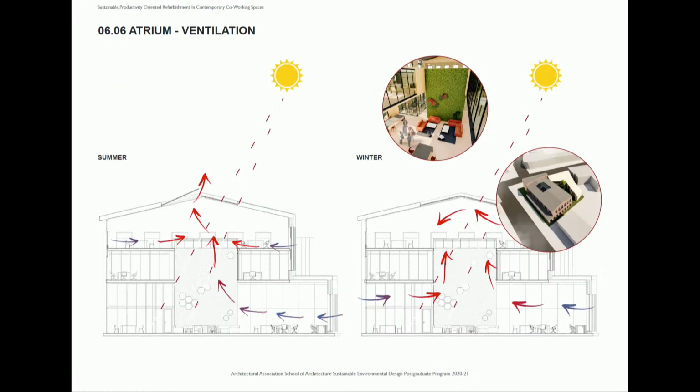So another addition to the ventilation, which existed before, and another feature that I wanted to create to prevent overheating, is creating the ventilation through the atrium, so it can let the hot air out during the summertime and let more solar radiation in during the winter time.